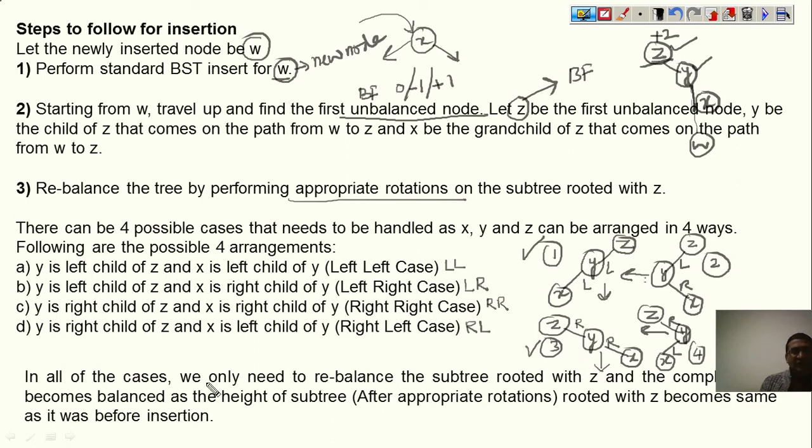So in all the cases, we only need to rebalance the subtree rooted with Z. Let's see how all these cases can be identified, and what kind of rotations will be applied to make our tree balanced.